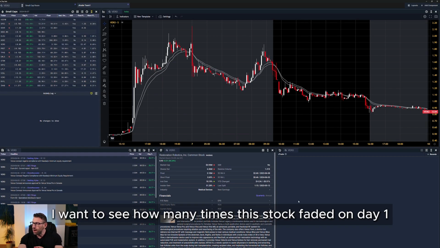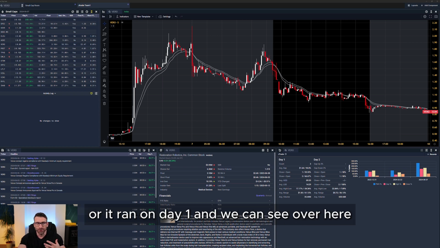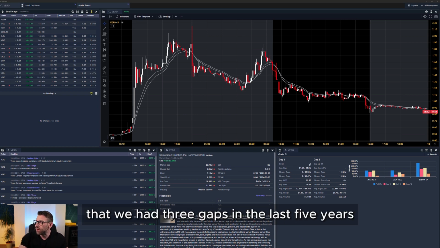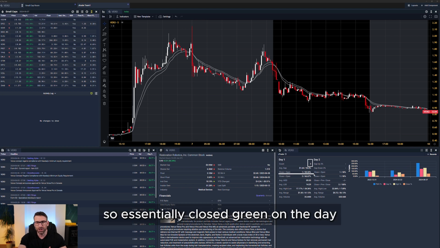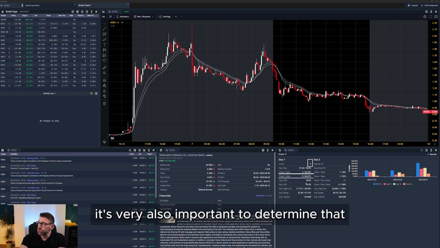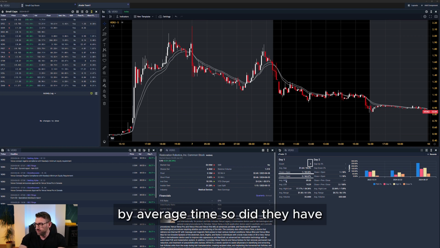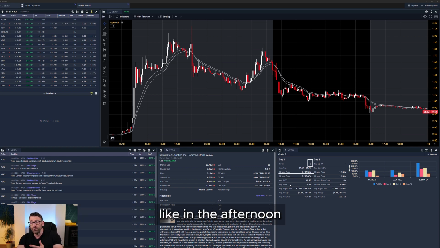I want to see how many times this stock faded on day one or it ran on day one. And we can see over here that we had 3 gaps in the last 5 years. One closed above the open, so essentially closed green on the day. 2 closed over here, red on the day. It's also very important to determine when the high of the day was, by average time. So did they have, for example, an extension midday till the high of day, like in the afternoon?